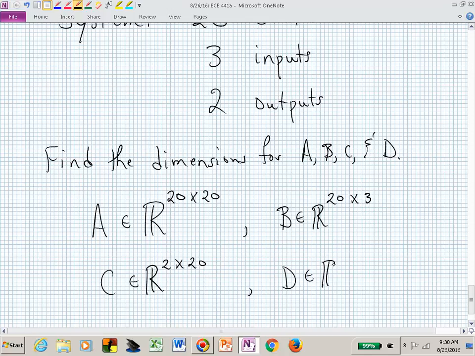What's the direct feed-through matrix? How many rows does it have to have? 2. It has to have exactly the same rows as Y, and we said we had 2 outputs. And how many columns? 3. We're good on dimensions. Once you know the number of states, the number of inputs, and the number of outputs, you can create your A, B, C's, and D's dimensionally.